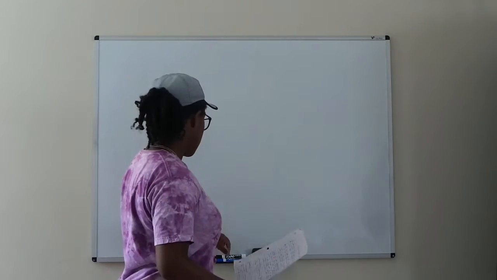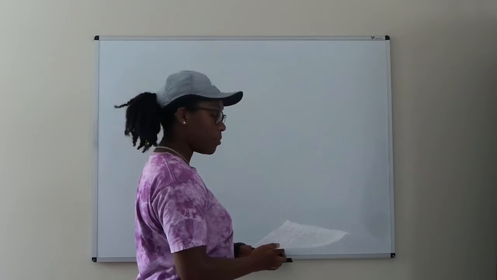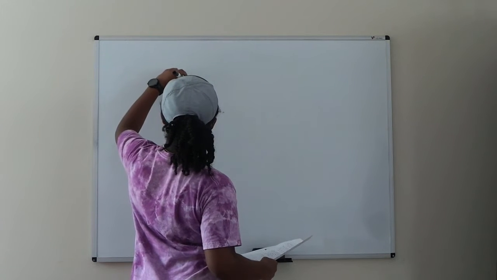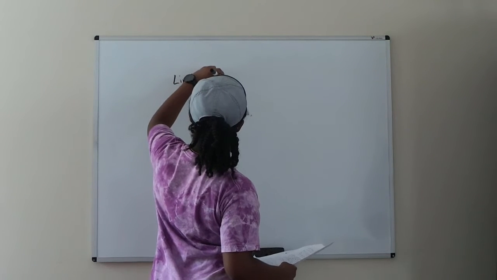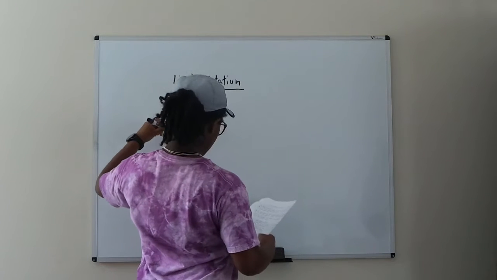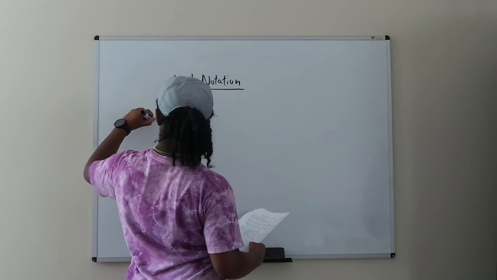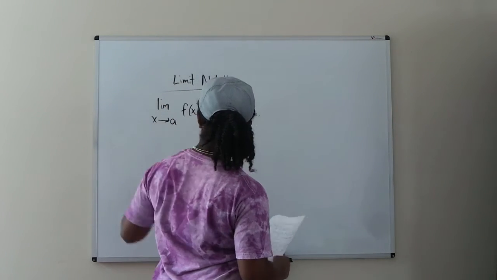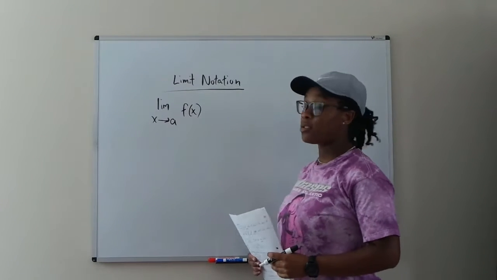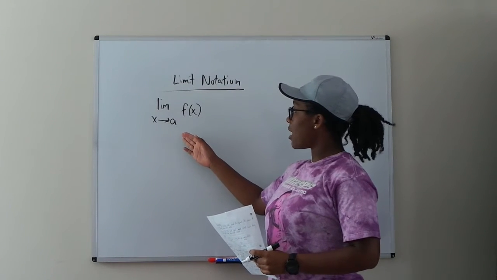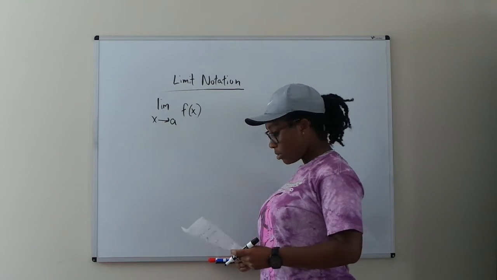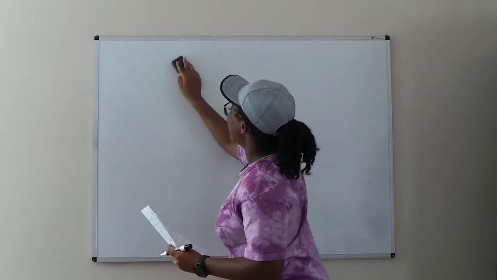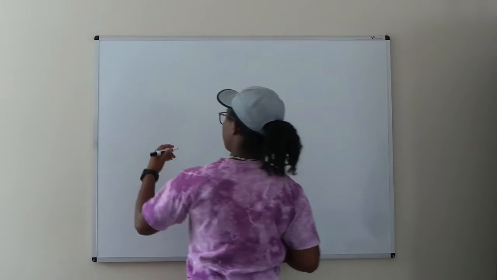Okay, so now I'm going to write some limit notation just so we can get familiar with how a limit actually looks. You'll see this definitely in your textbooks or on your tests. This is how the basic limit looks, and it's pronounced the limit as x approaches a of f of x. Actually, I'm going to erase that and show you some quick examples.